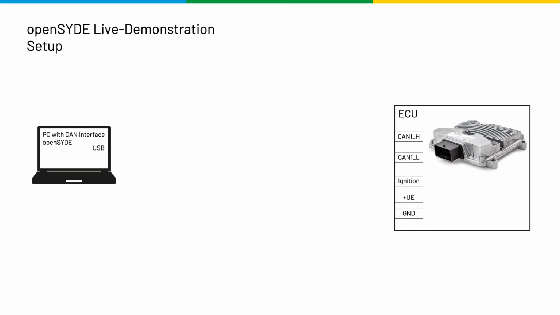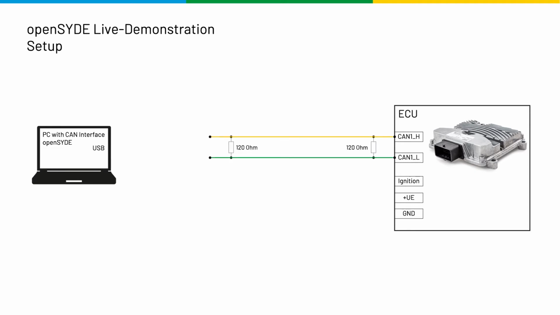Before we continue with the functions of openSYDE, we want to build a real system containing a controller and a temperature sensor as an example for this video tutorial, and then process the system with openSYDE. We use an ESX3CS from STW as the controller.